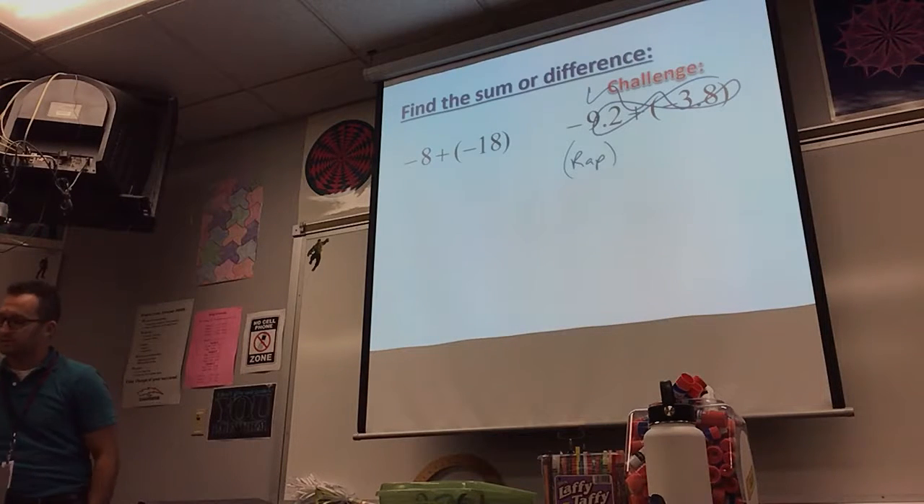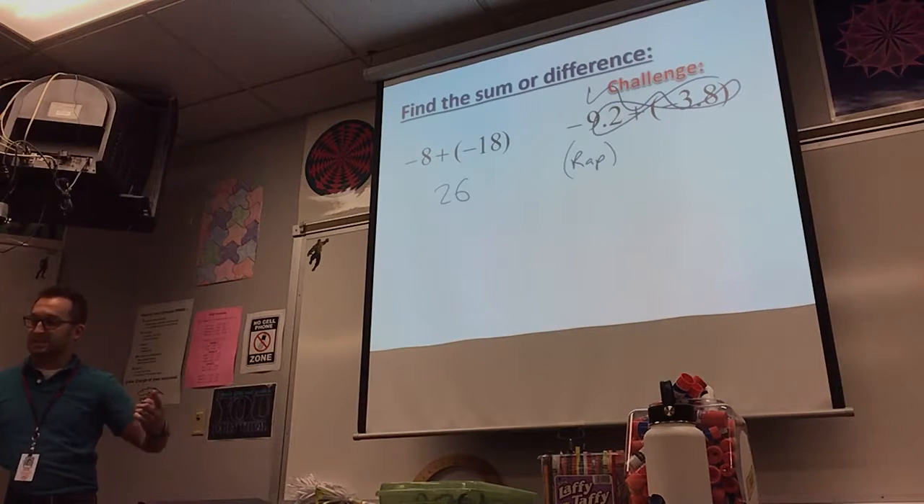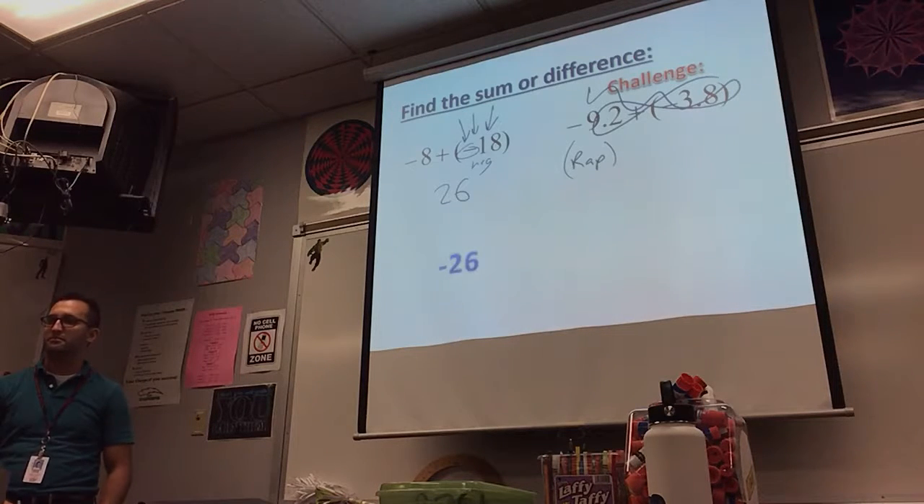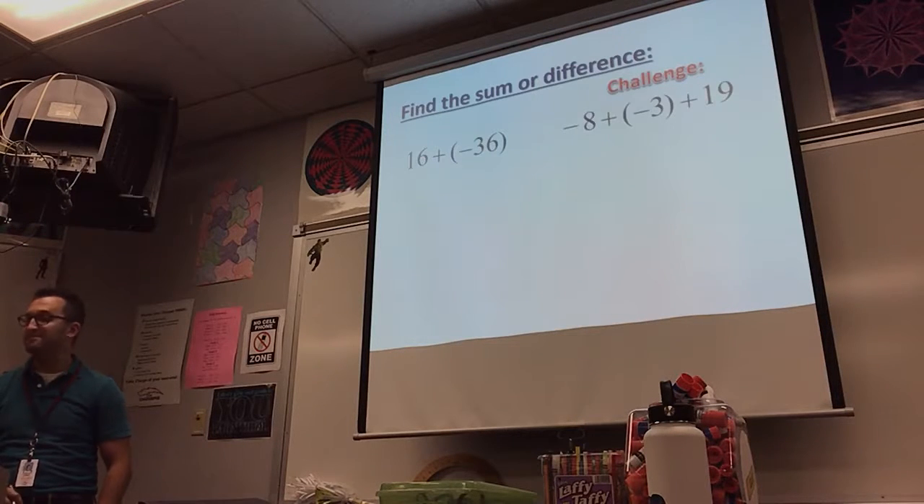8 plus 18 is 26. Keep the sign of the bigger one. Which one's bigger? 18, which is negative. So we get negative 26. All right, let's get another one.